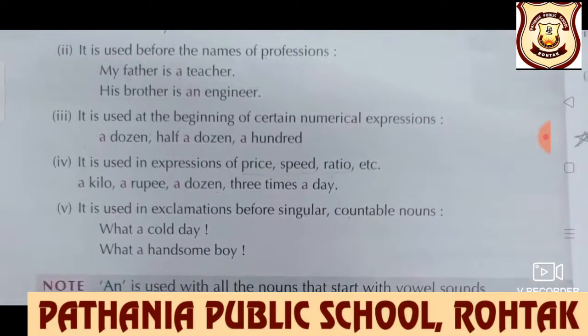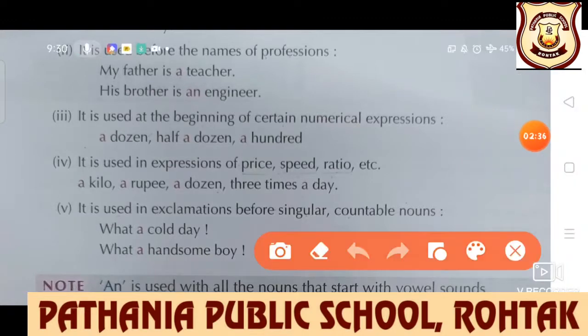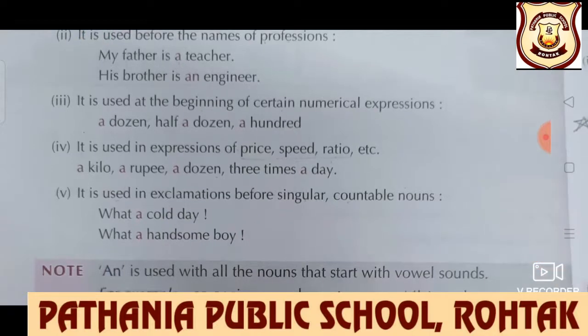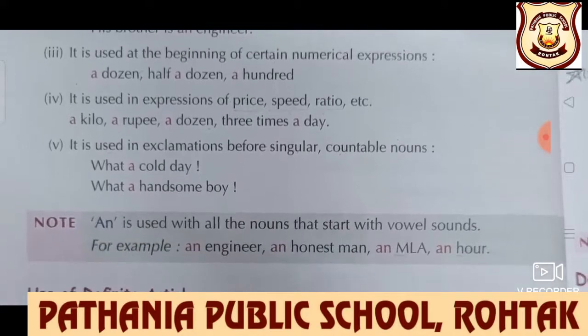Next, it is used before the name of a profession also. I am a teacher. My father is a teacher. His brother is an engineer. So before a profession also, indefinite articles are used. They are used at the beginning of certain numerical expressions: a dozen, half a dozen, a hundred, a kilometer, etc. So with numerical expressions also, the indefinite article is used.